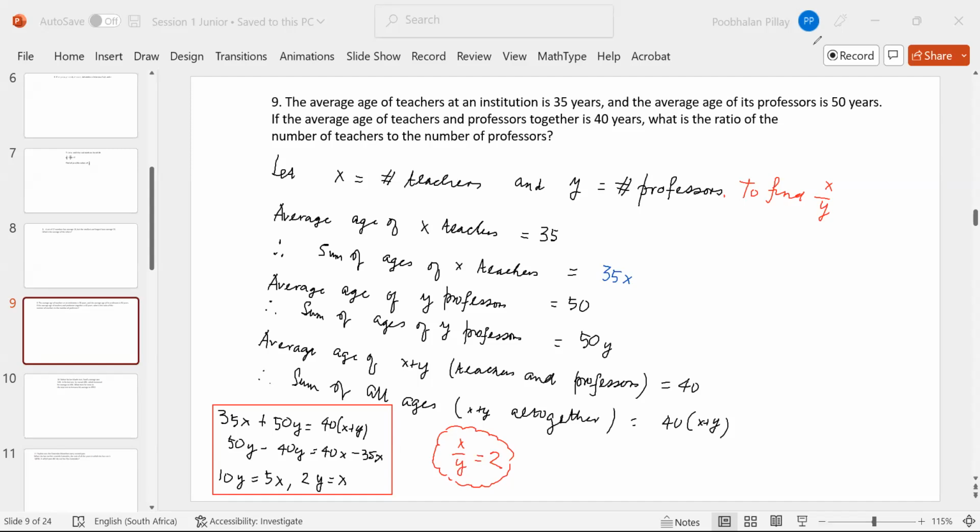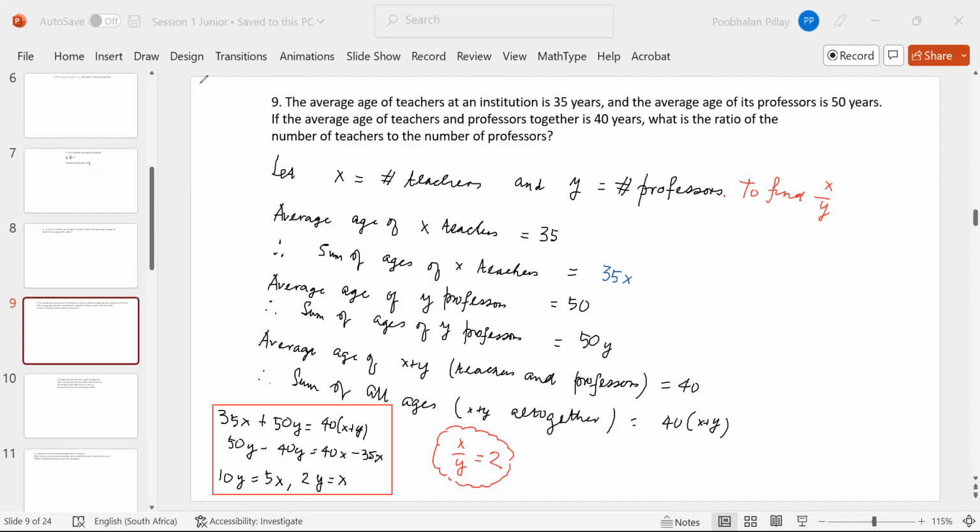Let us now move to the next problem. And this is another problem on averages. The problem reads as follows. The average age of teachers at an institution is 35 years. So in some institution, you've got teachers and their average age is 35 years. And the average age of its professors is 50 years. Now, if the average age of the teachers and the professors, in other words, all combined, is 40 years, what is the ratio of the number of teachers to the number of professors?